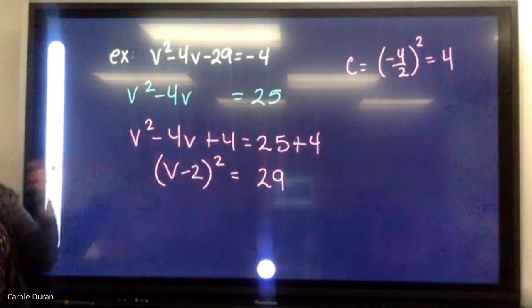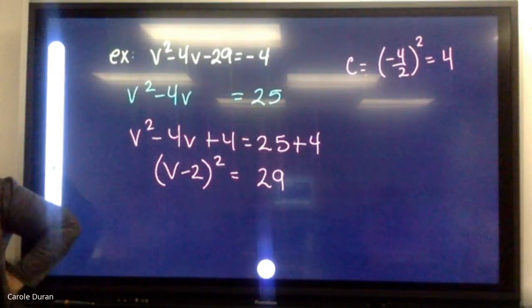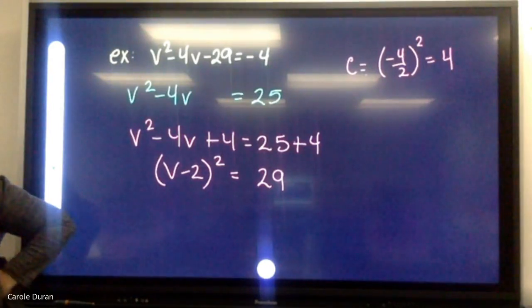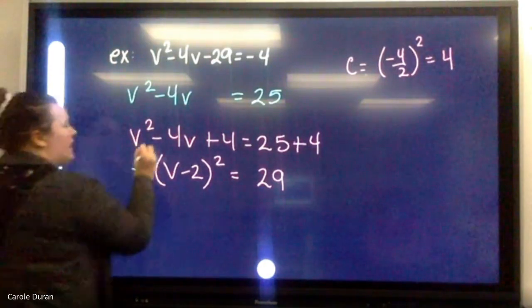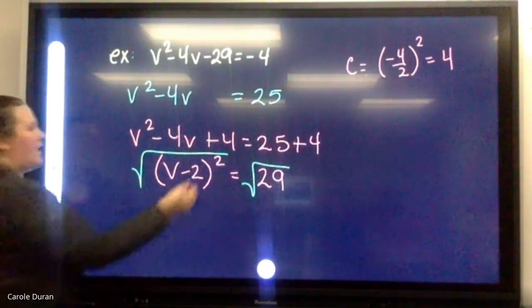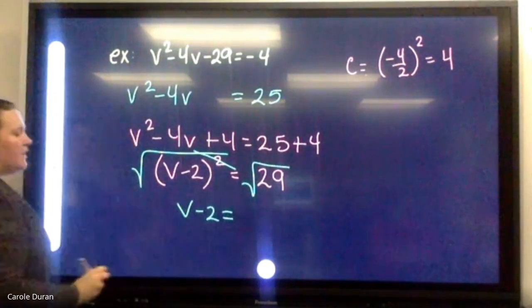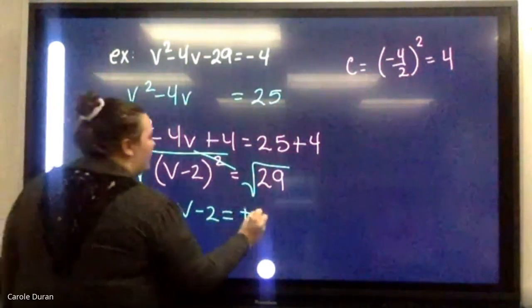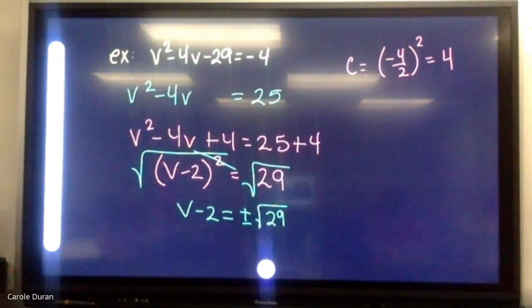Okay, so my goal is to get v by itself. What's the first thing I need to get rid of that's attached to my v? The square. How do I get rid of the square? Opposite. Square root. What I do to one side, I have to do to the other. So when I square root a square, they cancel each other out, and I'm just left with v minus 2 equals. Then I have the positive and negative versions of the square root of 29 on the right.